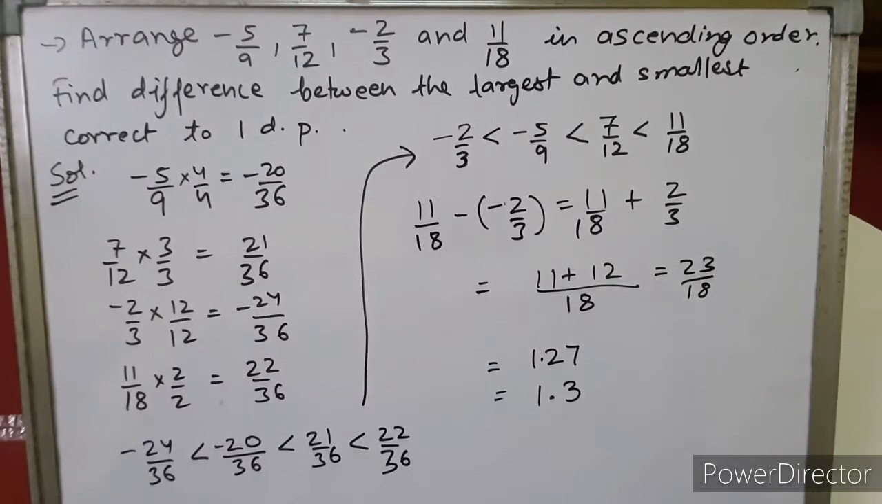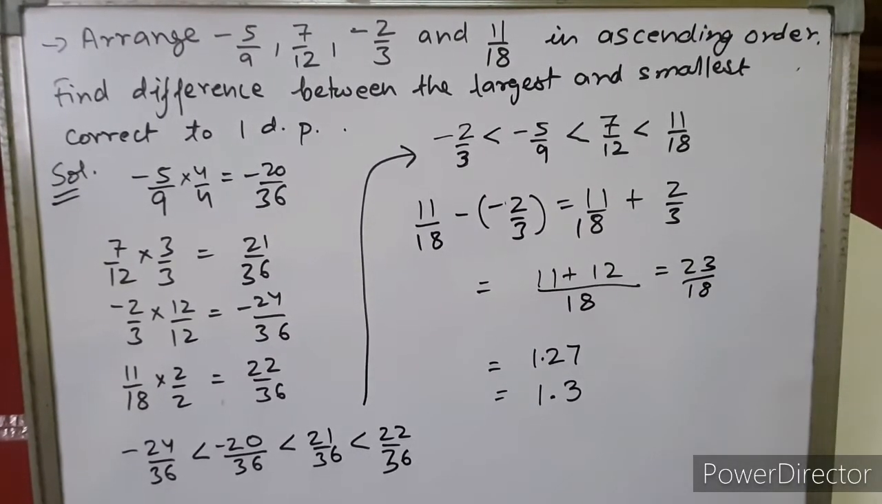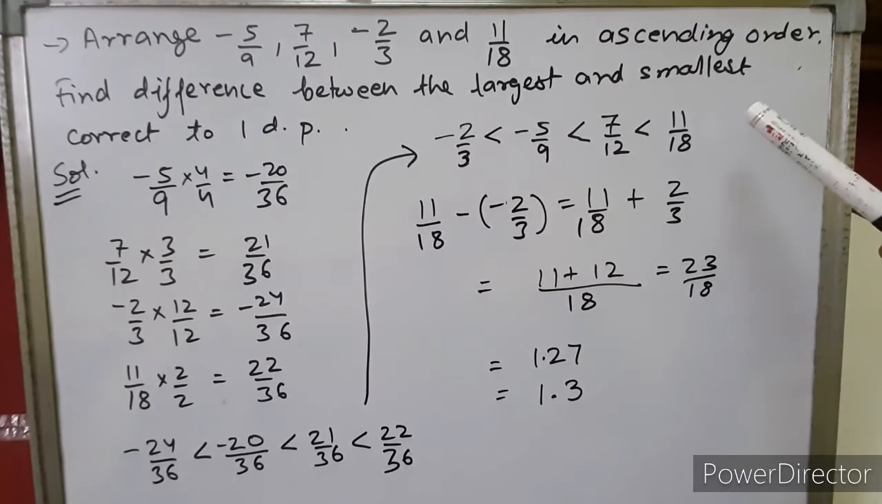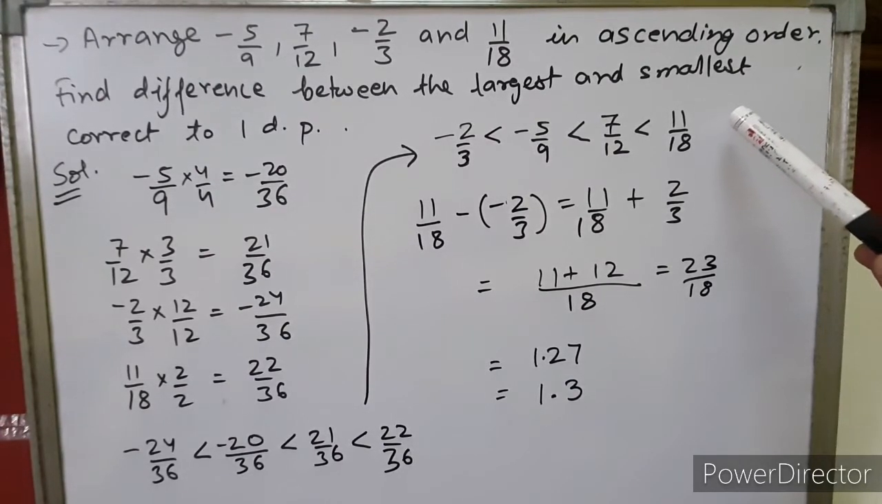Let's see this sum, children. Now here it is given: arrange -5/9, 7/12, -2/3 and 11/18 in ascending order of magnitude. And then find the difference between the largest and the smallest rational number and express the answer correct to one decimal place, right? So we have to do all these three things.